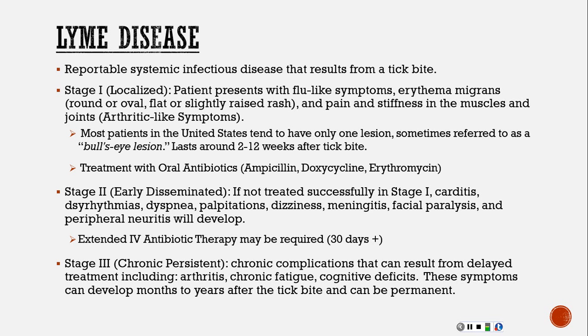All right, and if we still don't get it knocked out at this point, and it moves into stage 3, which is chronic persistent. What does chronic persistent mean? It stays around, right? It's not going away. So it can become a chronic issue that they go through the rest of their life, or at least for a long, extended period of time.